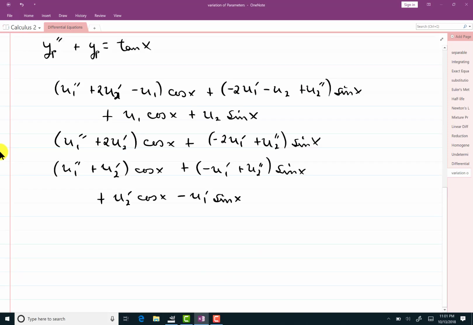Now I'm going to do a little extra piece. I'm going to get the u1s separated from the u2s and all that. So on one line I'll do u1 double prime cosine of x, and then I'll grab negative u1 prime sine of x.